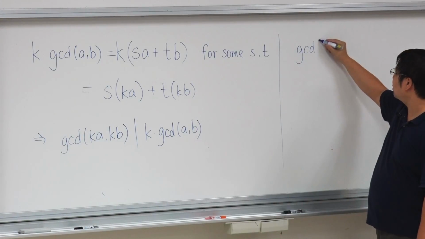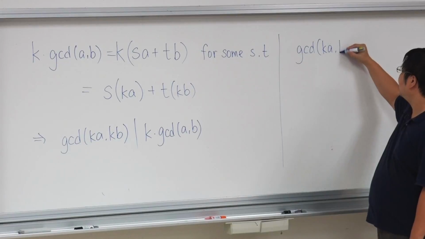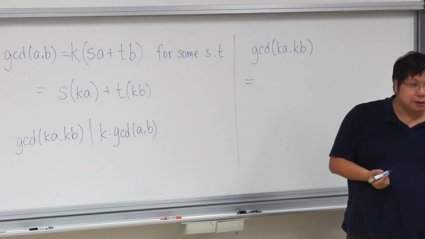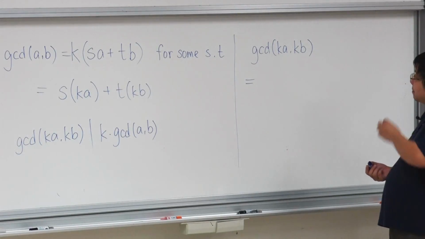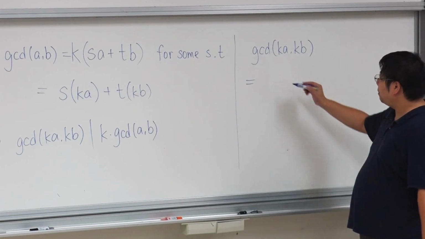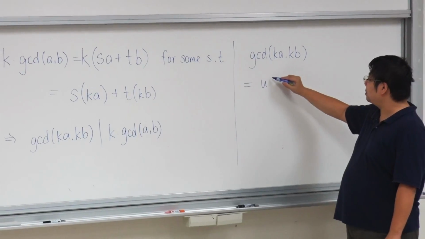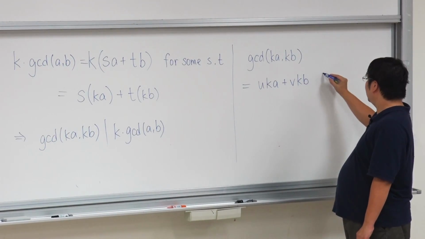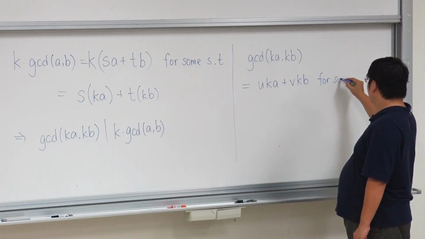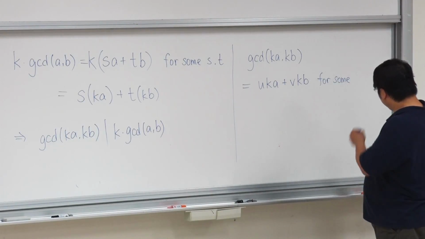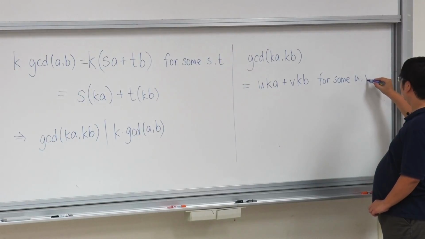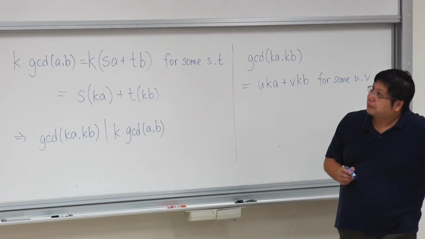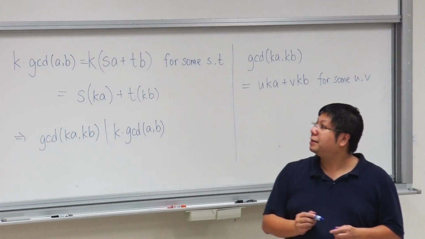So what is GCD of Ka and Kb? It is equal to some linear combination of Ka and Kb. So let's call it equal to U times Ka plus V times Kb for some U, V. Is that okay? Any result that we can apply?